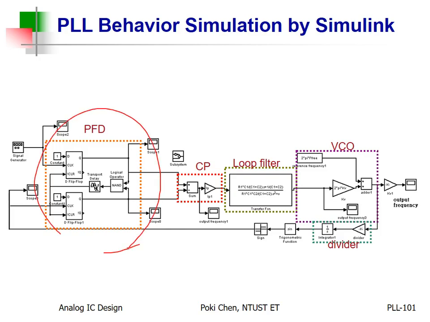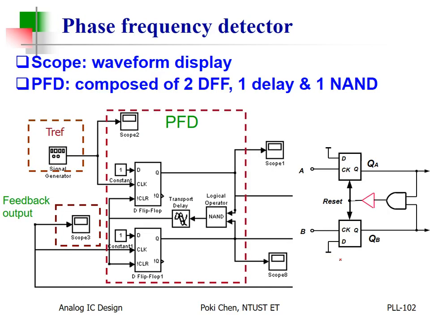PFD, charge pump, loop filter, VCO. How to model all those important devices, or even the divider? Okay? How to model it? Allow me to show you step by step. For the PFD, you can see we have a D flip-flop in Simulink. In the toolbox, you just drag and place.